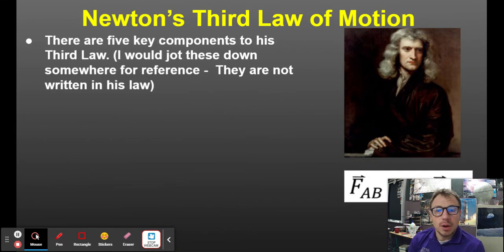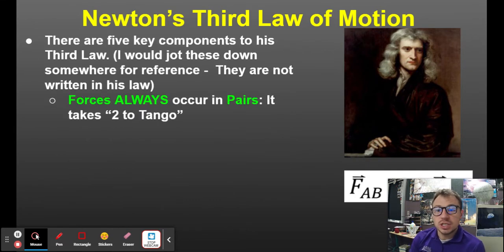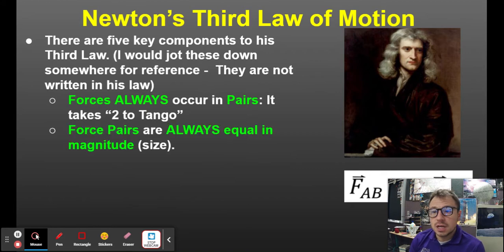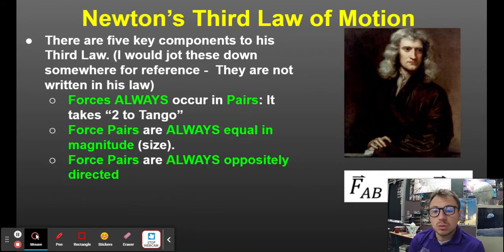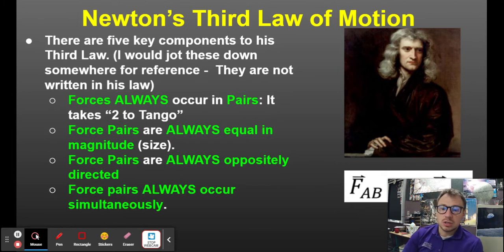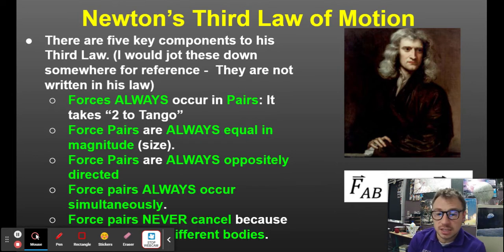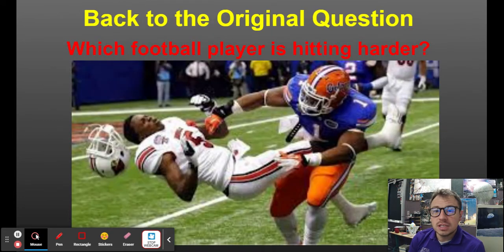There are five key components to Newton's third law of motion. Forces always occur in pairs. Force pairs are always equal in magnitude. Force pairs are always oppositely directed. Force pairs always occur simultaneously, and force pairs never cancel because they act on two different bodies or two different objects. So let's answer this question.